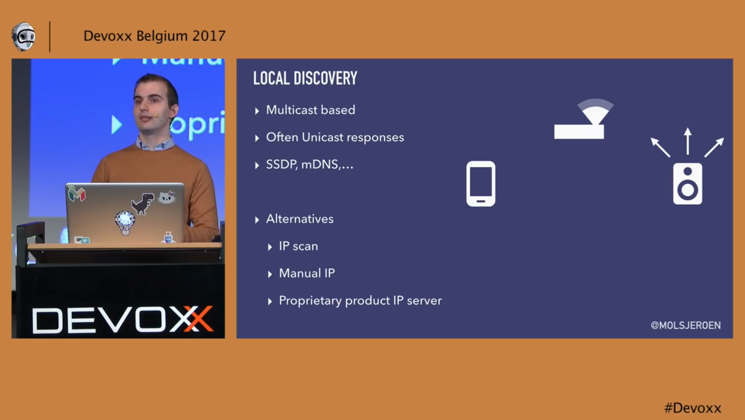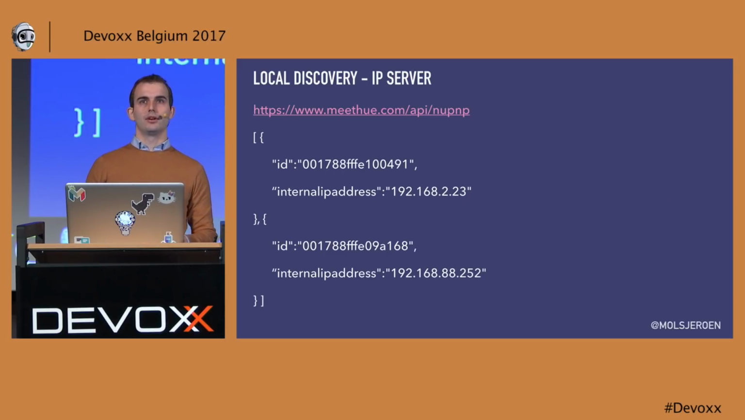The other thing you can do is ask the user to enter an IP address. Probably the fastest discovery, but yeah, the least user-friendly. And then the last thing is to have some kind of proprietary IP server. I'll explain that in a second. At Philips Hue, we actually adopt all 4 of those, because it's so critical that the user can actually find their bridge. So what is this IP server about?